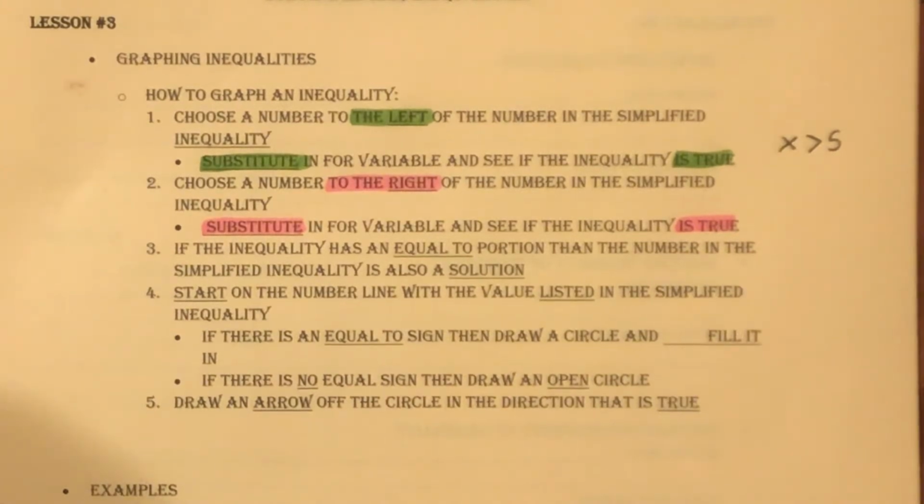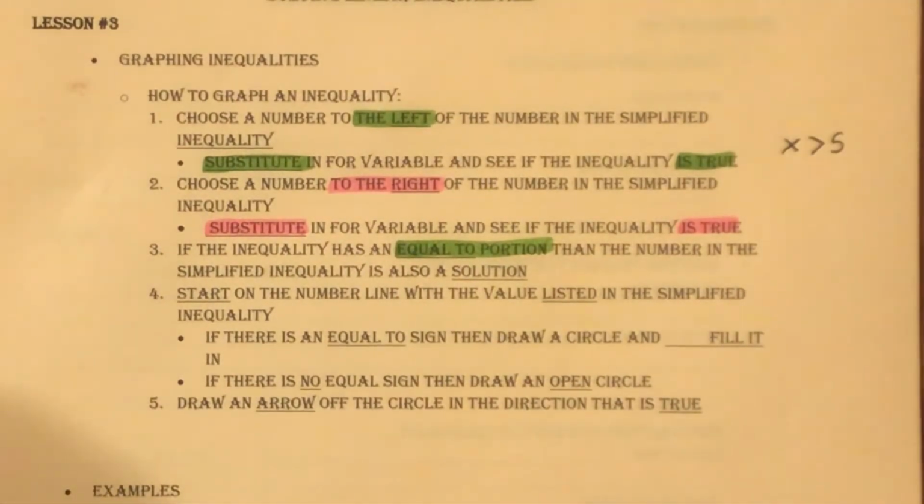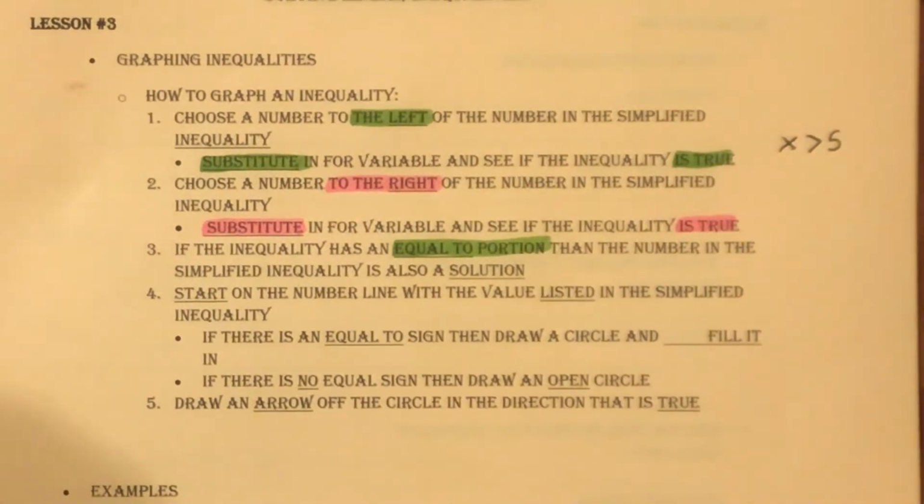Now before we go on to that portion, what we want to talk about is if the inequality has an equals-to portion. If we've got an equals-to portion on that inequality, then the number in the simplified inequality is also a solution. Now, the reason that's important is because what you're going to see here in a minute is that we start at the number they give us. So we would start at 5, and we're going to draw a circle. Now, if it is a solution, that's going to determine what the circle looks like, in terms of is it a filled-in circle or is it not.